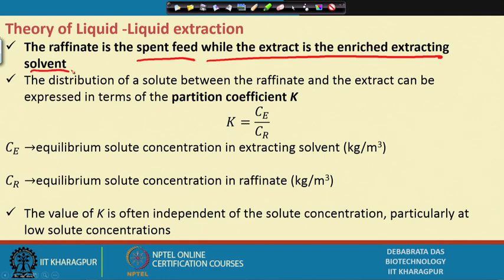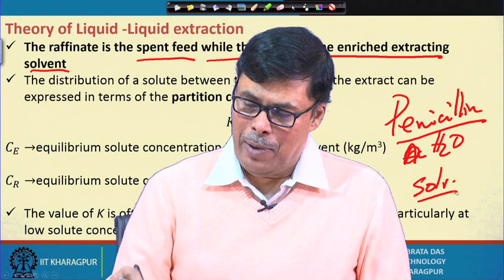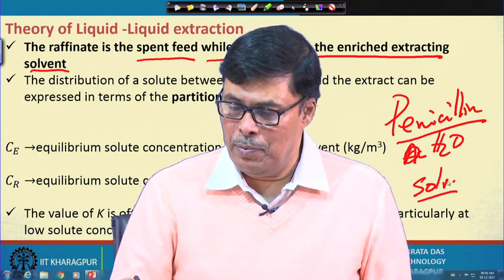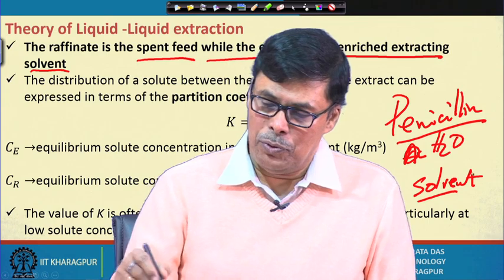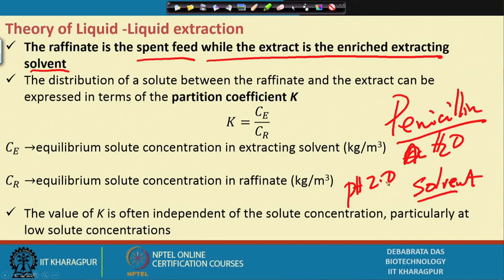As I told you about penicillin, it is present in the aqueous layer, that is, the water it contains. Another phase is the solvent. What solvent do we have? Amyl acetate or butyl acetate. So, when you decrease the pH to 2 and mix them together, penicillin will come from the aqueous layer to the solvent layer. This is on the basis that the raffinate is the spent feed, while the extract is enriched with the solvent.